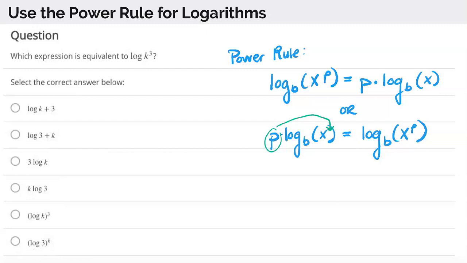Okay, so for this particular problem, we are looking at this first version, right, because we're starting with the power on the inside. And so what this power rule says is we could just take that 3 and bring it out front as a coefficient, right? And so the answer here that matches that would be this one right here, 3 times the log of k.